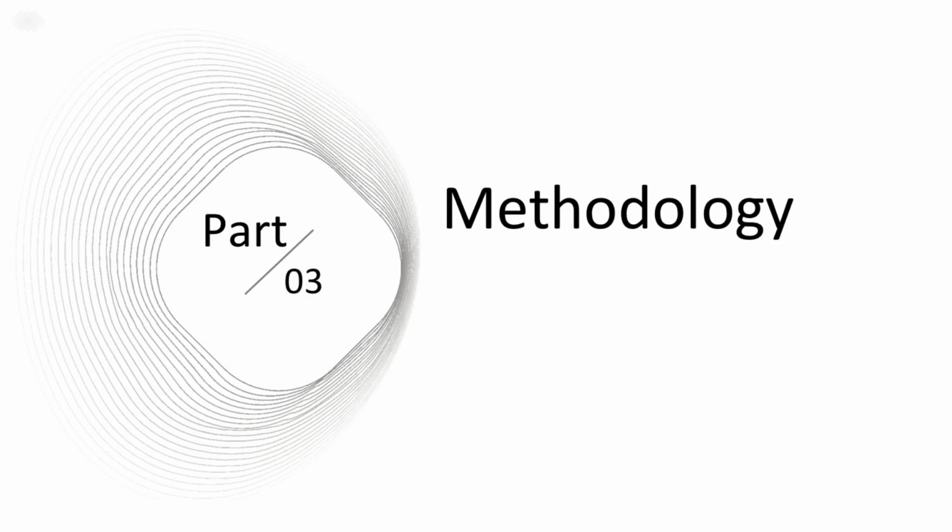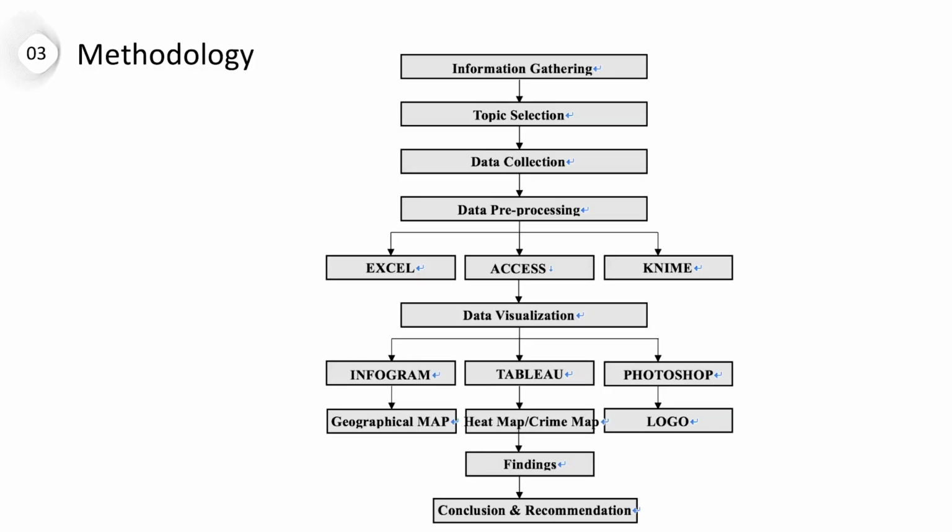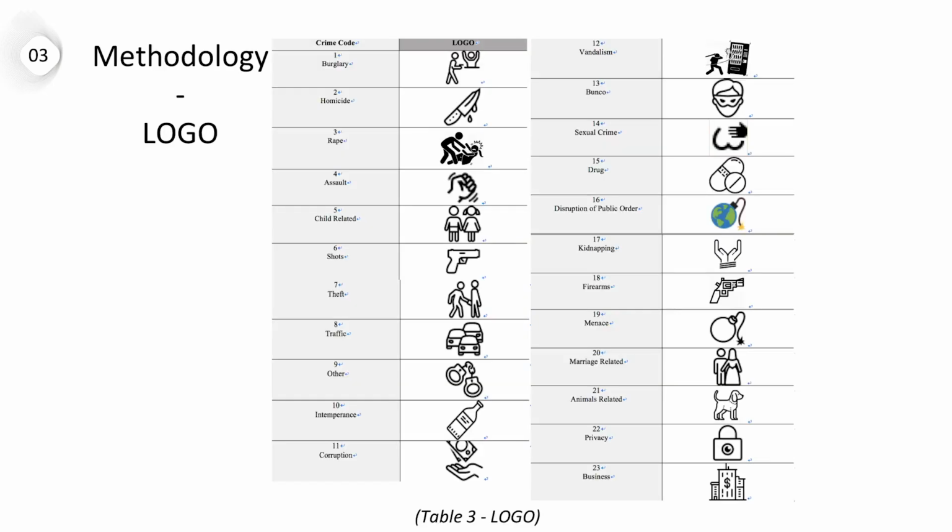So let's talk about the methodology we chose. Here is our flowchart. First, we gathered information from the internet and social news, and we chose our topic, crime in Los Angeles data visualization. We collected data from Kaggle and did the data pre-processing using Excel, Access, and KNIME. We chose three kinds of data visualization tools, Infogram, Tableau, and Photoshop, to complete our research. For the data pre-processing, we use Excel and Access. We replaced our previous crime codes with new ones in Excel and Access.